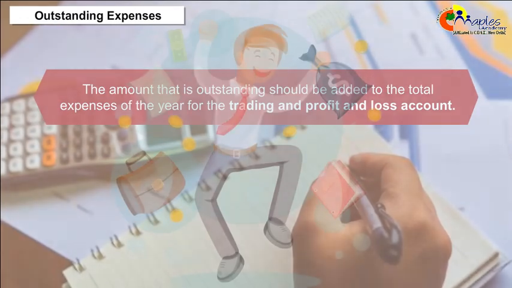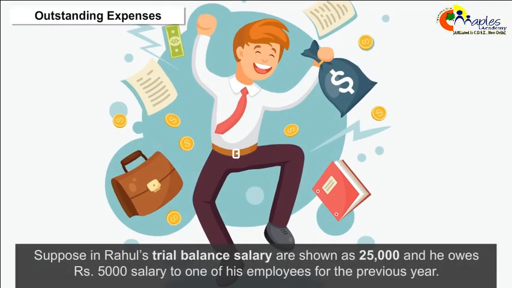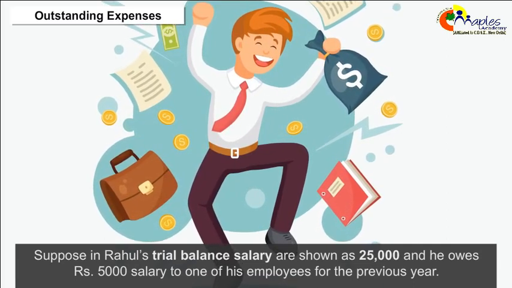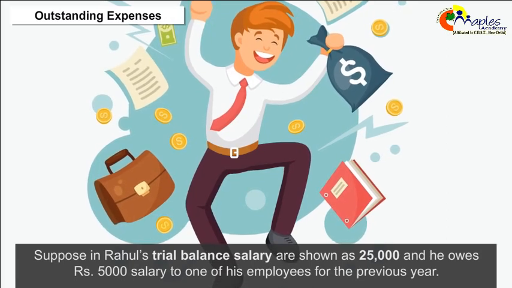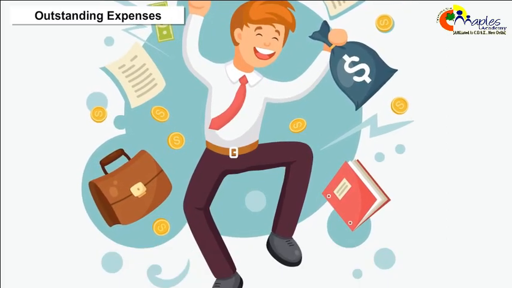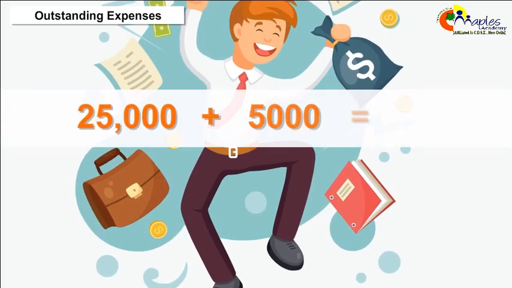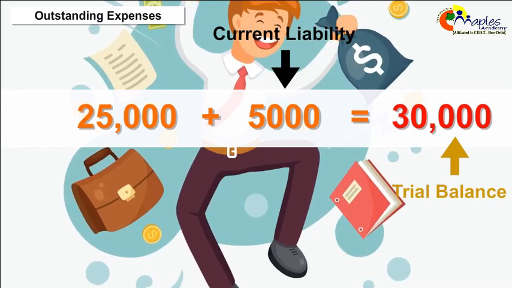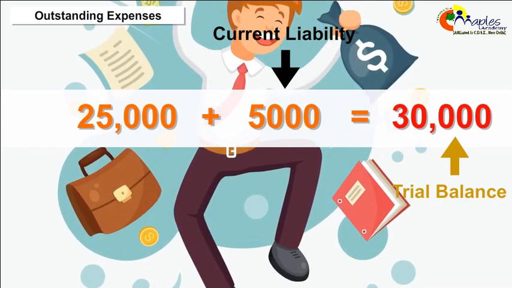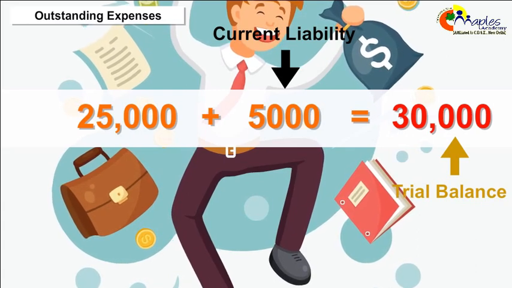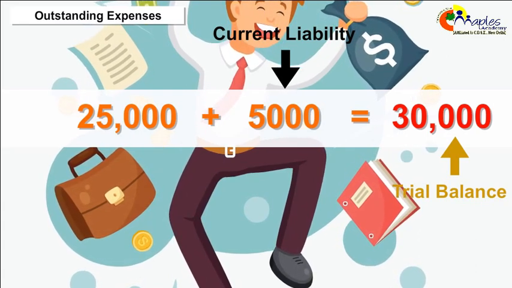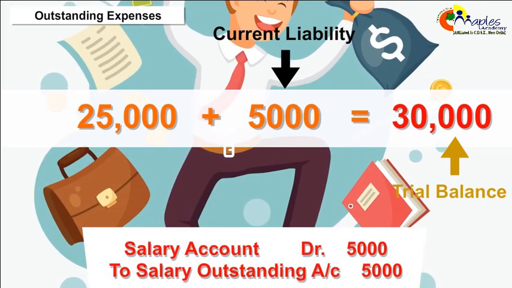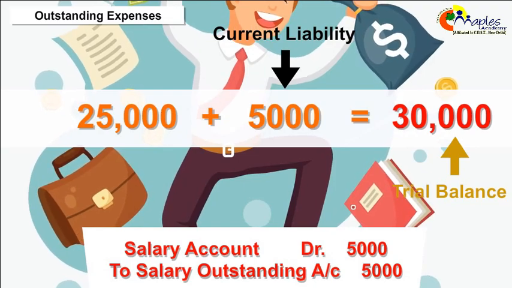Suppose in Rahul's trial balance salary are shown as 25,000 and he owes rupees 5,000 salary to one of his employees for the previous year. So the salary that is to be shown should be 30,000 in trial balance and 5,000 as current liability. It will be termed as salary outstanding and will be adjusted to salary account by making the following entry. Salary account debited 5,000 to salary outstanding account 5,000.